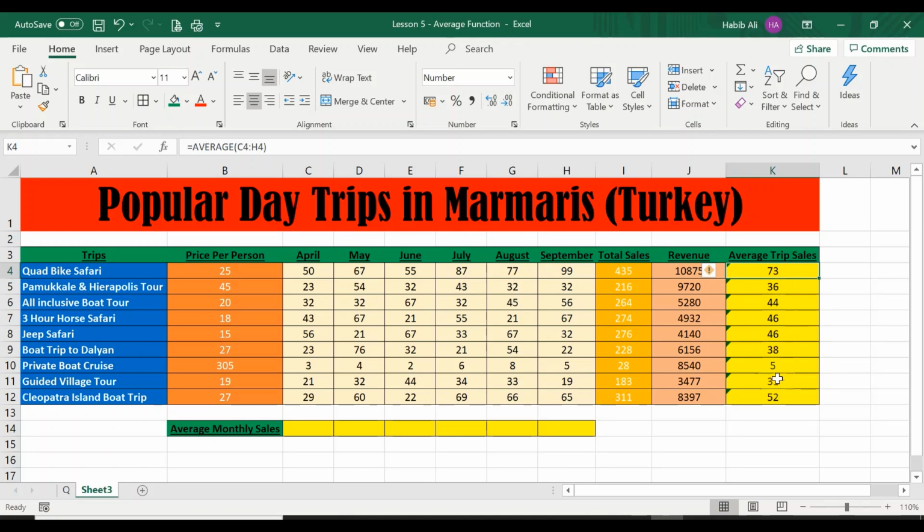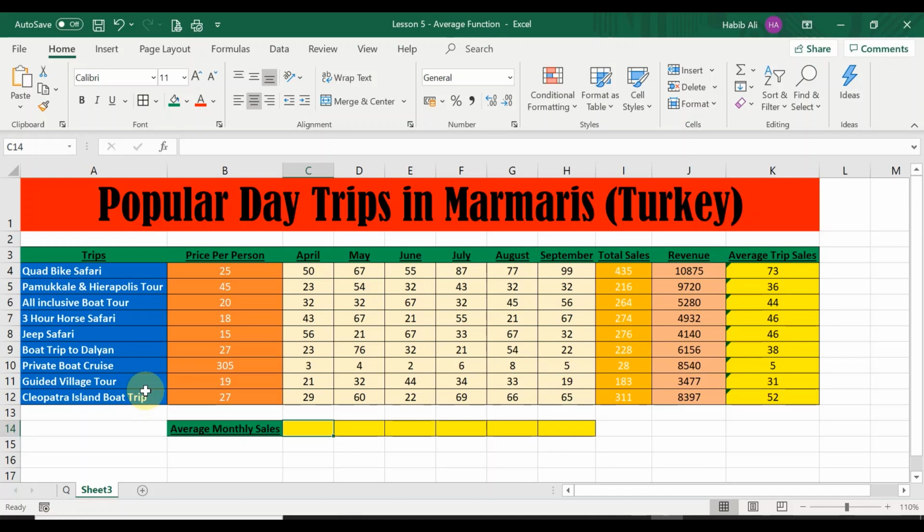And now remember, all these are average sales for each one of these trips for all the months from April to September. So this was replicating down because the cells that we needed to copy into were beneath it. Now the next section I'm going to move you onto is to work out the average monthly sales. So in this case we want to work out, okay, in the month of April, what was the average number of sales we made for every single trip.